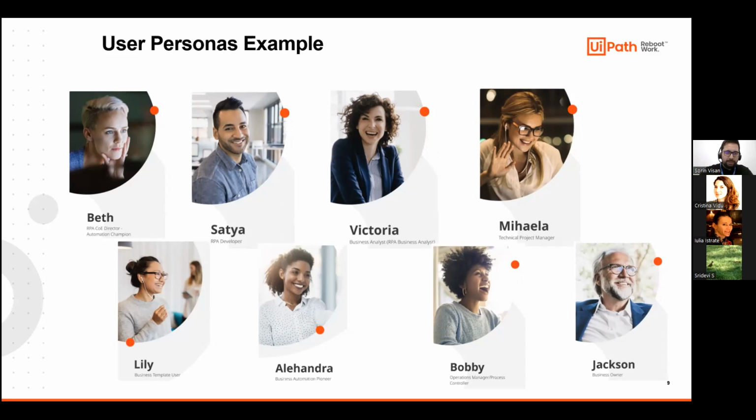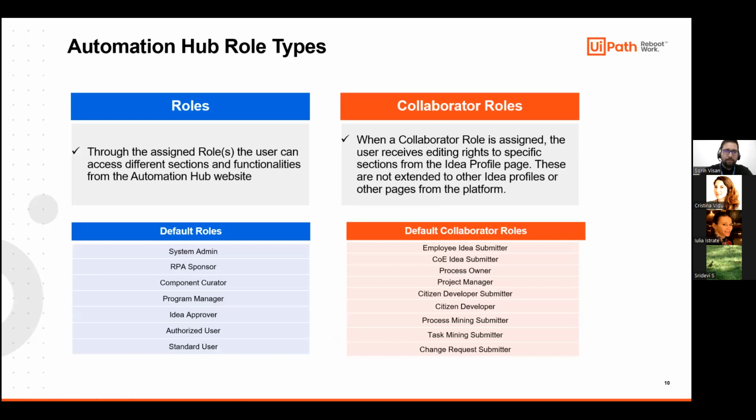Of course, we can extend that to have Lily as a business user, Alejandra as a citizen developer or business automation pioneer, and we can also have stakeholders like Jackson or Bobby as an operation manager or process controller, right? All of these we will use and associate with our Automation Hub role types. And in here, we have two types of roles in Automation Hub that are really important to understand before we get to the scenarios.